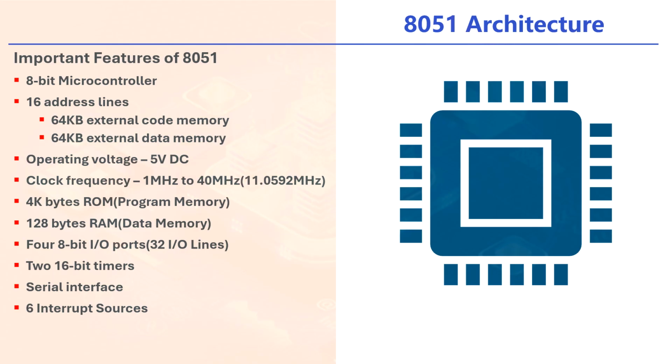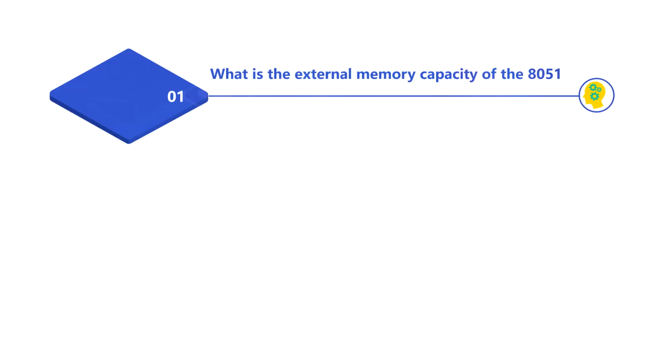Then coming to our next, let us see one simple question here. What is the external memory capability of 8051 microcontroller? So already we know that the 8051 microcontroller supports 16 address lines. Whenever any processor has 16 address lines, then its memory capability is 2 power 16. 2 power 16 is nothing but 64 kilobytes.